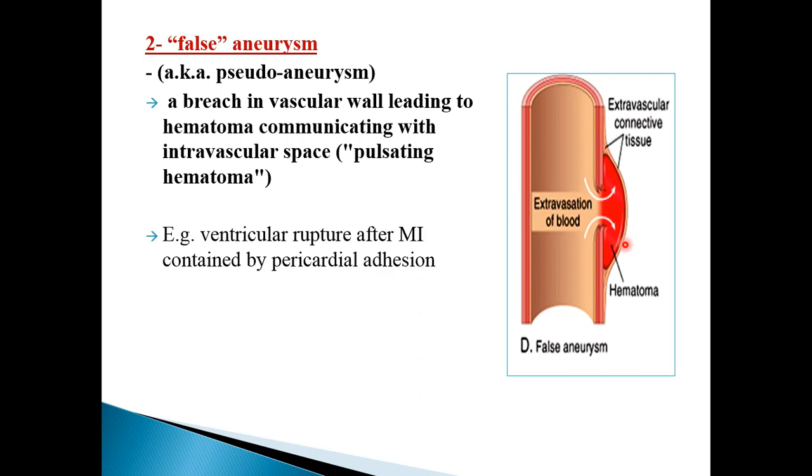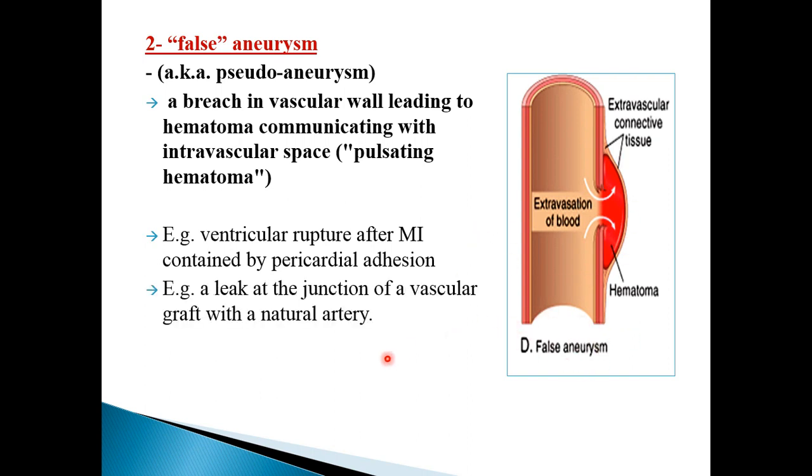Examples of those false aneurysms include ventricular wall rupture following myocardial infarction, which is contained by a pericardial adhesion. Other examples of this type of aneurysm include any event that leads to leak from a vascular wall. For example, a leakage at the junction of a vascular graft with a natural artery.